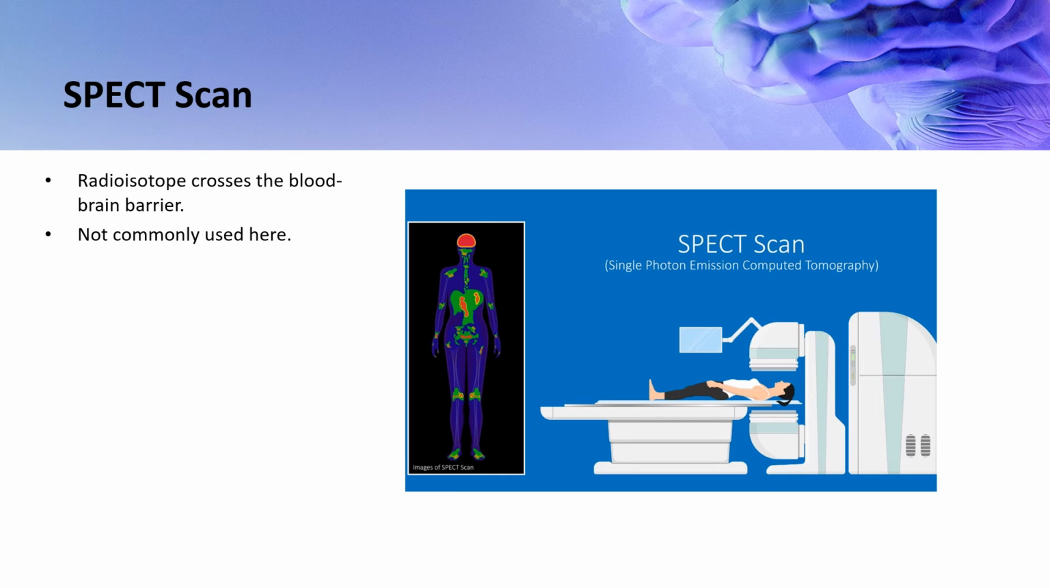All right, this is the single photon emission computed tomography test, where radioisotopes are used to cross the blood-brain barrier. It is useful to test cerebral blood flow, amnesia, neoplasms, and patients in persistent vegetative state. It is not commonly used here, so this is one you probably won't see.